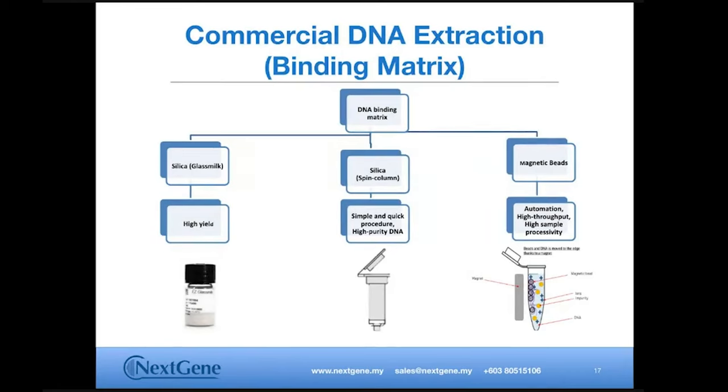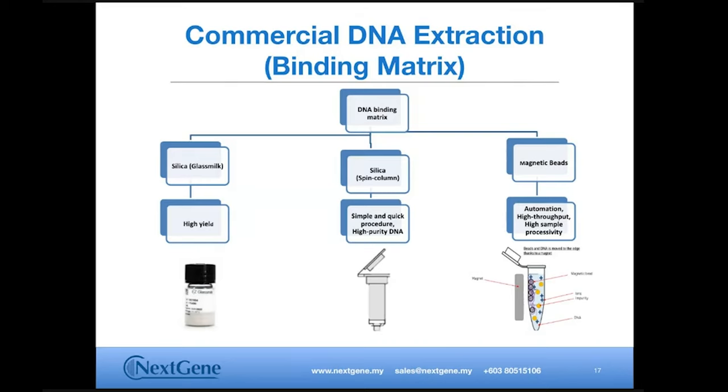Here are the DNA binding matrices that are commonly used in commercial kits. Here we can divide the binding matrix into silica as well as magnetic beads. Silica is further divided into glass milk as well as the spin column method. Glass milk is less common in the market nowadays, but MPBio still provides it because it is suitable for samples that have low biomass. Low biomass here refers to a lower level of microbes within the samples.